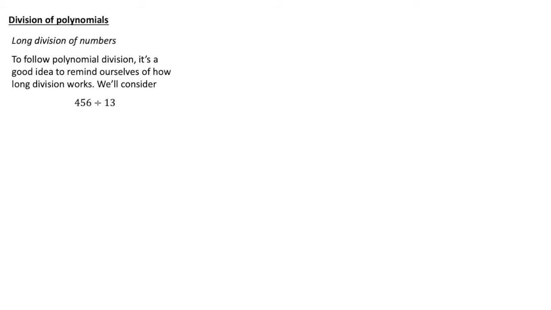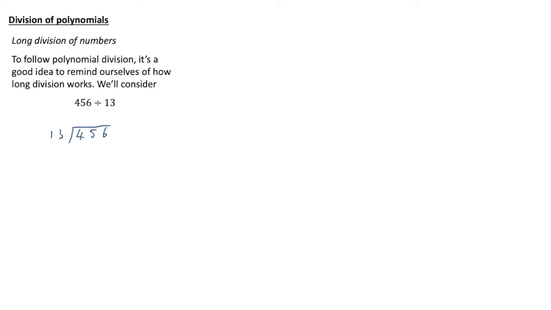And to take us into this, we're going to look at long division of numbers, which you already know about, but just a bit of a reminder. So we're going to look at 456 divided by 13. And of course we'll use a calculator for that in normal times, but if we had to do it by hand, we might write it out like this. So 13 into 456, sometimes called the bus stop method.